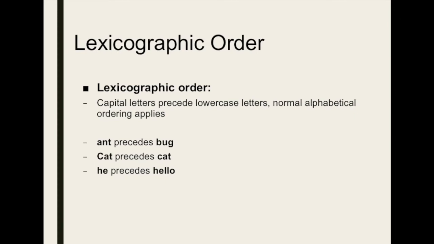And this is actually the alphabetical order that is in the ASCII chart. So a couple little rules that you need to know: normal alphabetical ordering applies, so the word ant here would precede the word bug. A precedes B. Simple things like that. But also capital letters are going to precede lowercase letters. So here, cat with a capital C precedes cat with a lowercase c. And then finally, substrings are going to precede a larger string. So here he is part of the string hello, and so he will precede hello.